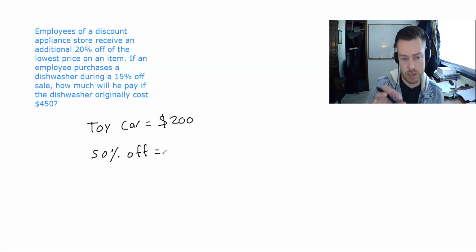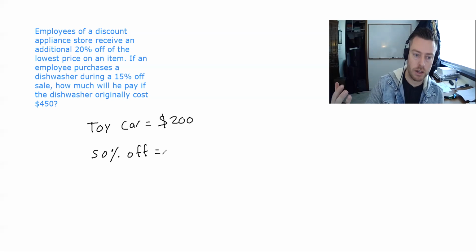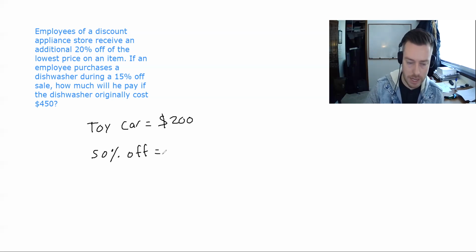Okay, so let's turn the 50% into a fraction. And so what you do is you take the 50 and you divide it by 100. And that will give you your fractional form of your percentage, and you can go from fractional form to decimal. You can use a calculator for that, very easy.